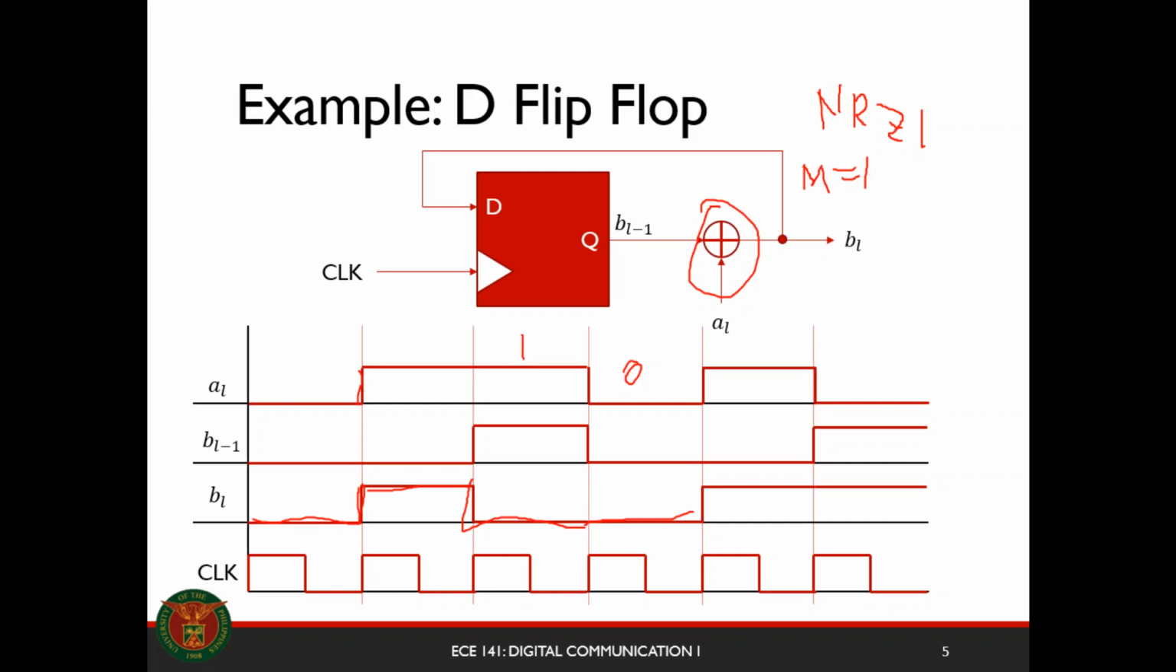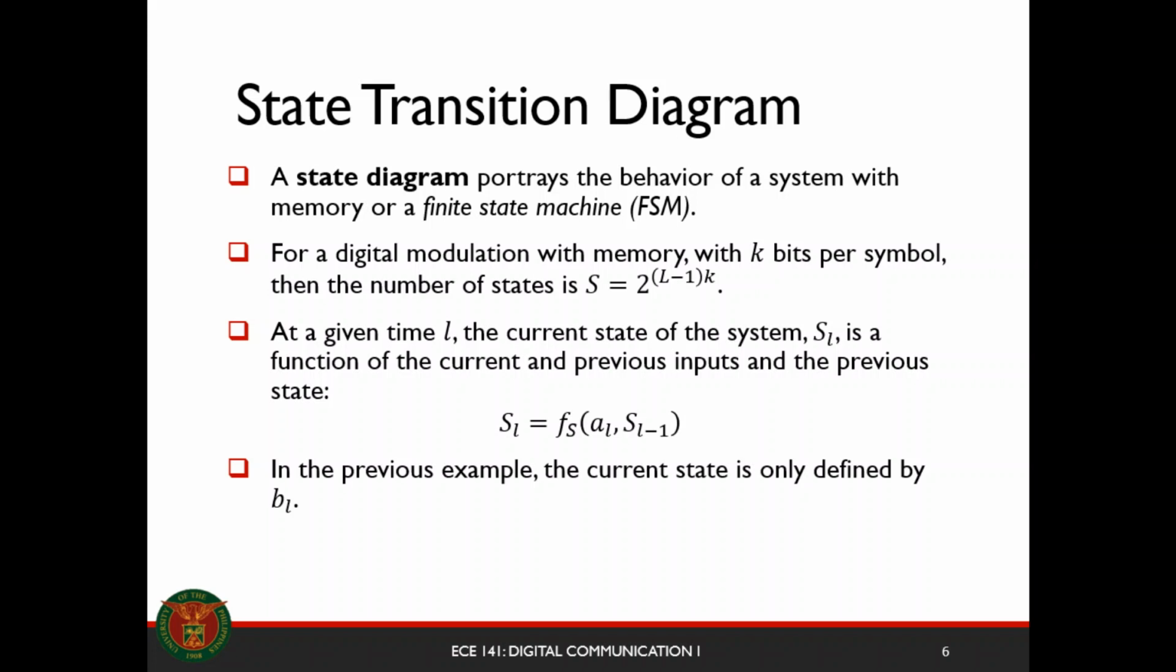The best way to portray a system with memory, or what we call a finite state machine, FSM, is through a state transition diagram. It portrays the behavior of the system if it has finite states, meaning a limited integer number of states. For digital modulation with memory, the number of states depends on the number of bits per symbol and the memory of the system, giving this expression. At a given time index L, the current state is a function of the current input and the previous state. In the previous example, with our D flip-flop, the current state is only defined by B sub L.